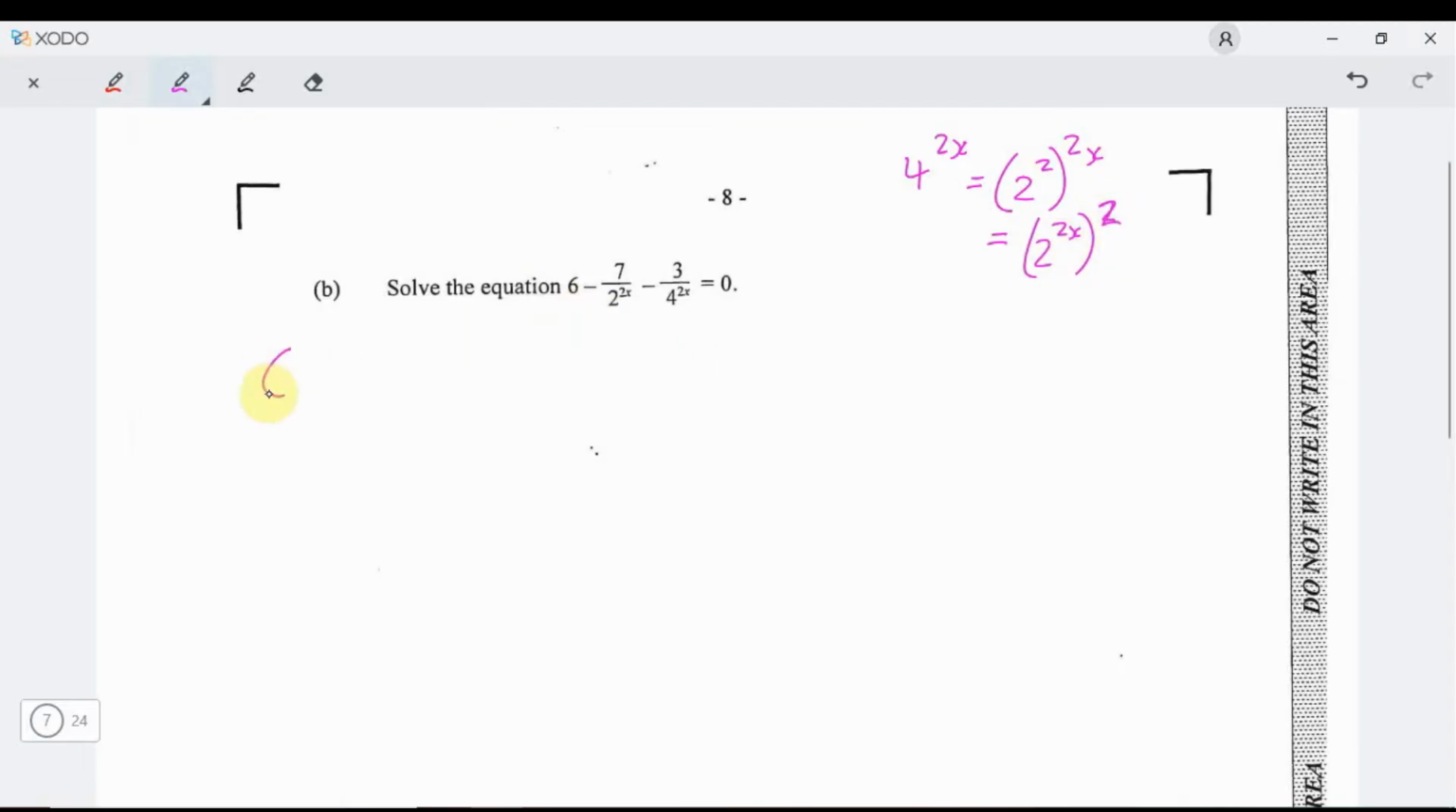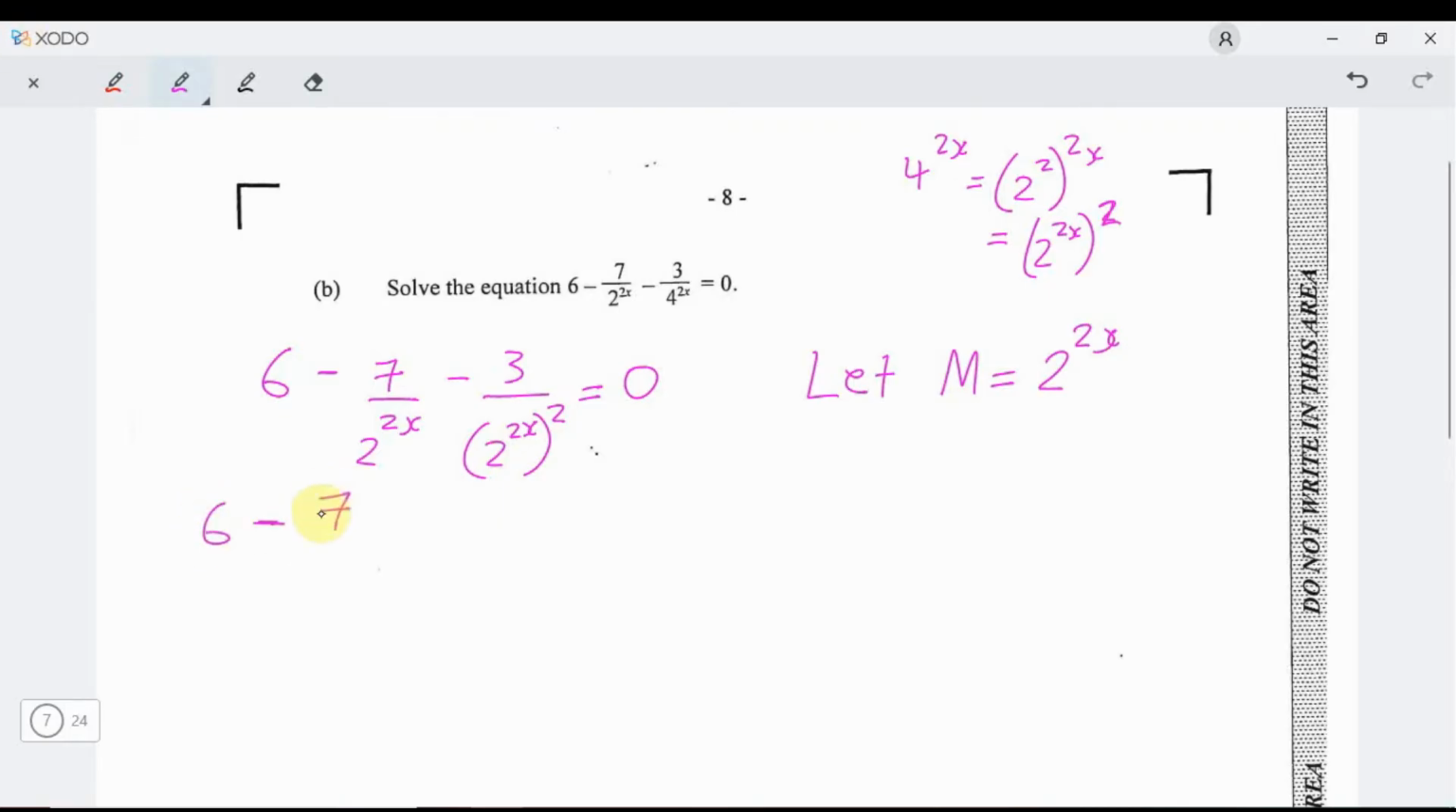First thing is I'm going to rewrite it as 6 minus 7 over 2 to the 2x minus 3 over 2 to the 2x all squared equal to 0. Now when I reach here, I'm like, well, 2 to the 2x is going to give me some trouble, so I'm going to call it m. Let m equal 2 to the 2x. So now the equation will look a little better because it's 6 minus 7 over m minus 3 over m squared equal to 0.